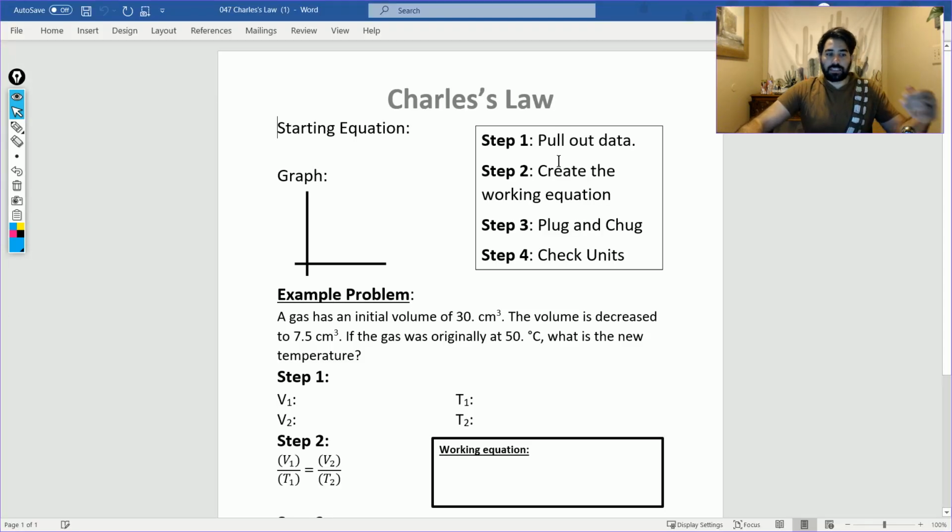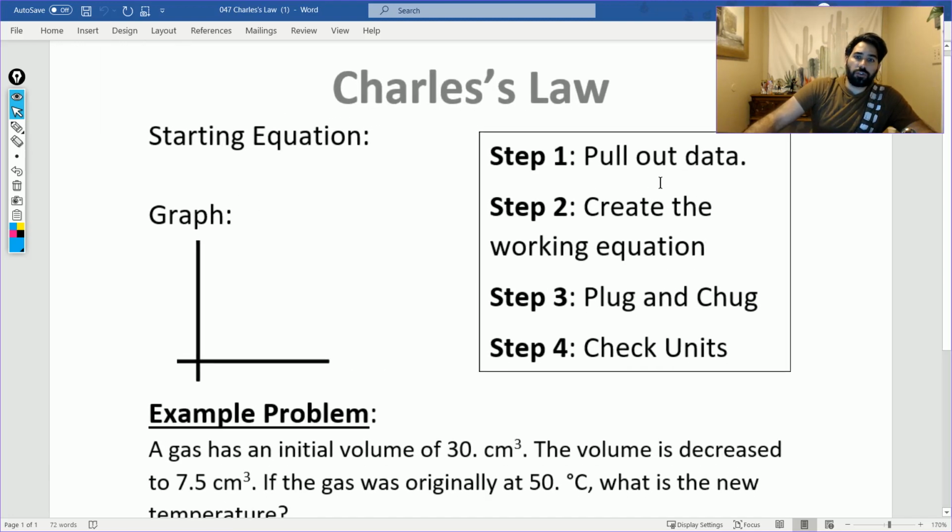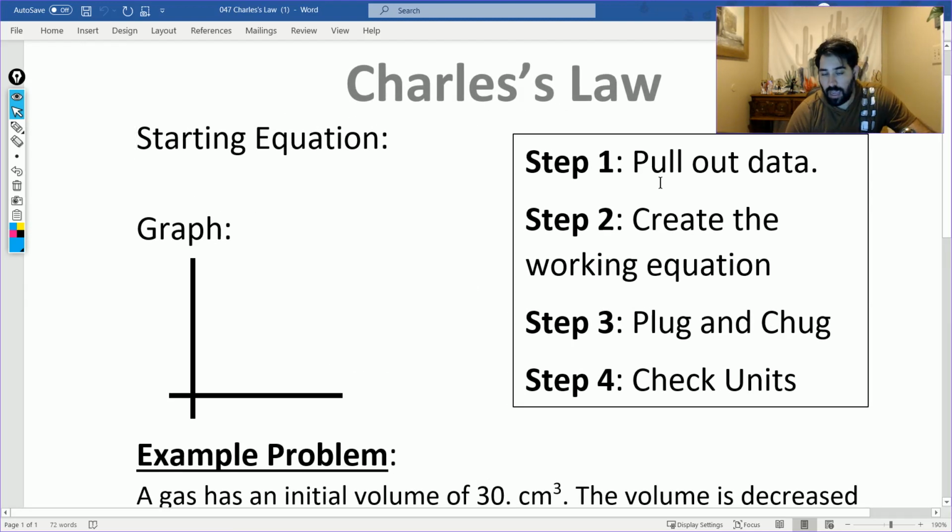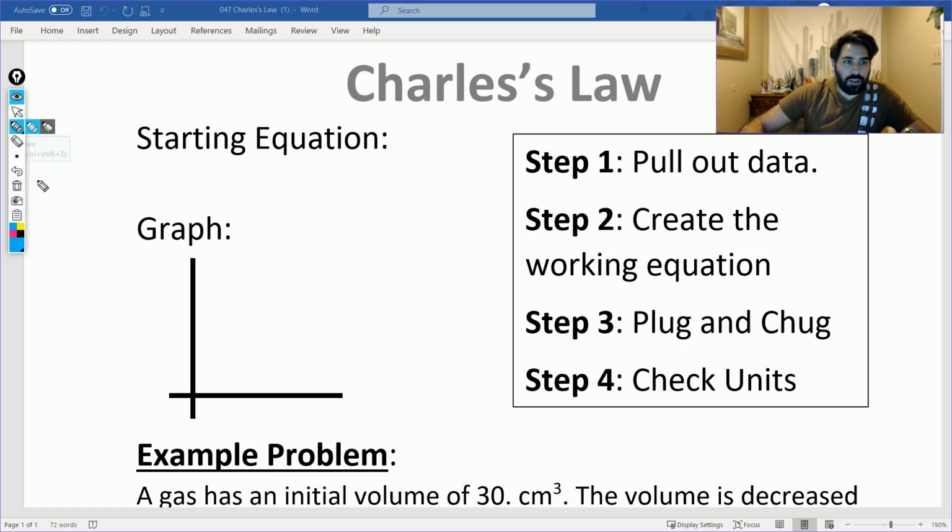Charles' law. It's the same steps as Boyle's law. All the gas laws, we're going to follow the same steps. You pull out your data from the word problem, you create a working equation, and then you check for units. So first of all, we need to talk about the starting equation. The starting equation, as I mentioned before, is the initial volume divided by the initial temperature.